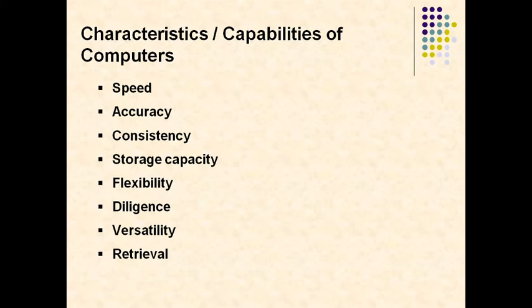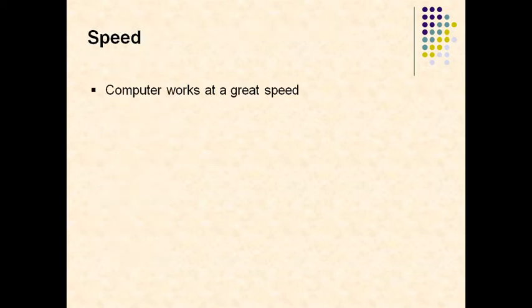First one is, we have 8 characteristics or 8 capabilities of computers. First one is speed, second one is accuracy, third one is consistency, fourth one is storage capacity, fifth one is flexibility, sixth is diligence, seventh is versatility, eighth is retrieval. Okay, students. Now let us see what is speed.